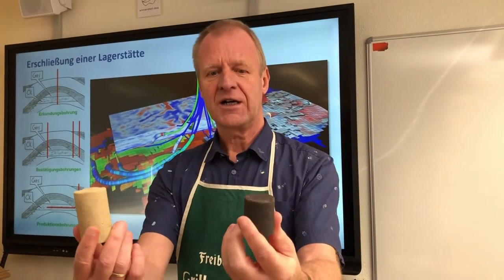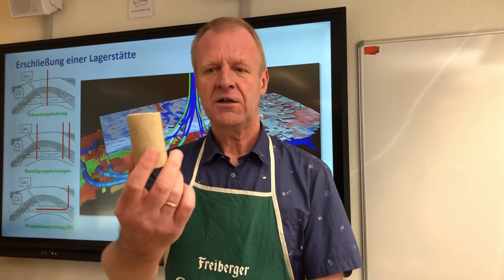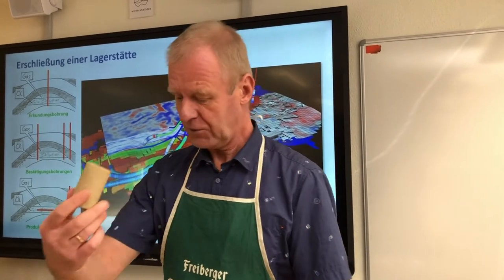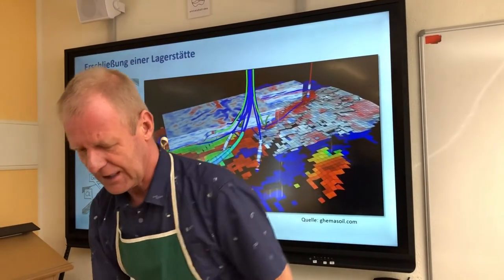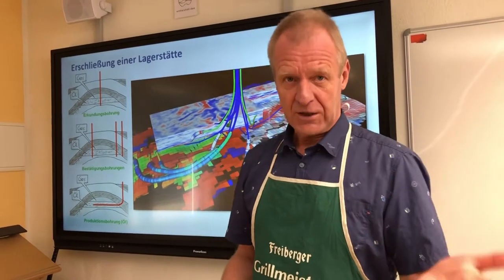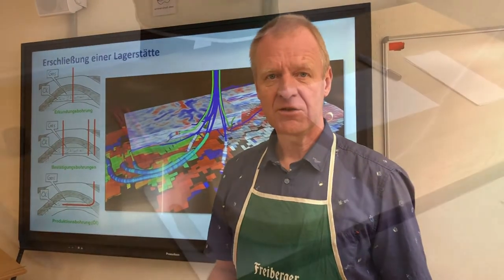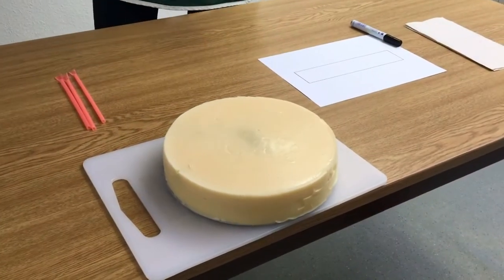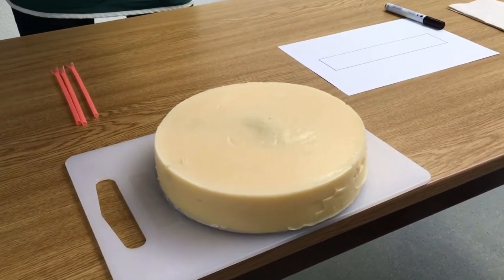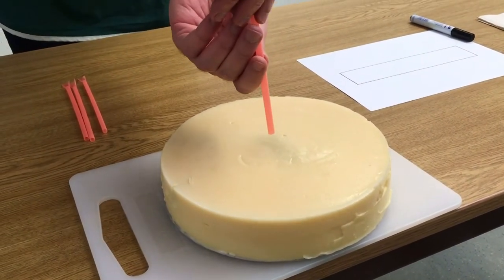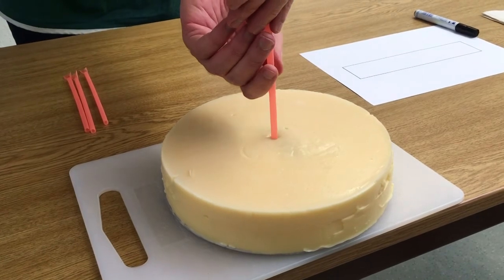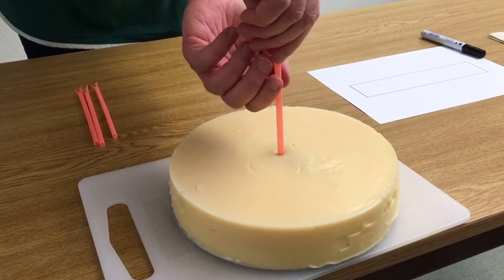Is there oil or gas in the pores of the rock or not? This is what we want to check out in our model today. To find out if there's a deposit or not, we need to drill an exploration well, the first well. And the best thing is to drill it in the middle of the structure. And so we drill here.